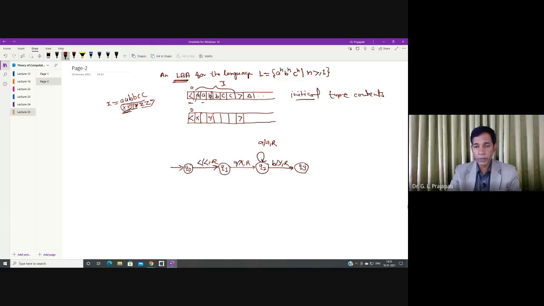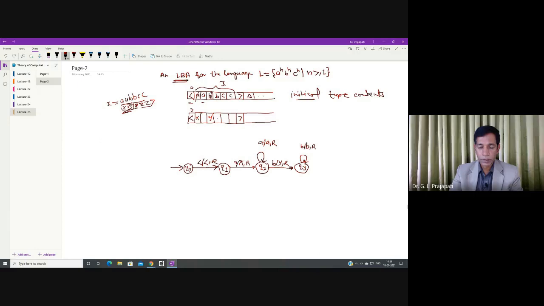Once you are at Q3, you may have some more symbol B. So you are going to the right, and you may have some more B's. So you just skip. So B is replaced with B and go to the R. So this is the situation. Whenever you are going to the R, you may find B. You don't need to do anything. Whenever you have encountered the first C, you are going to change it.